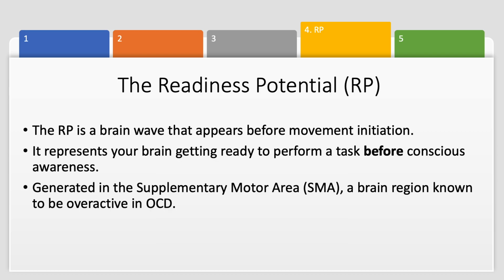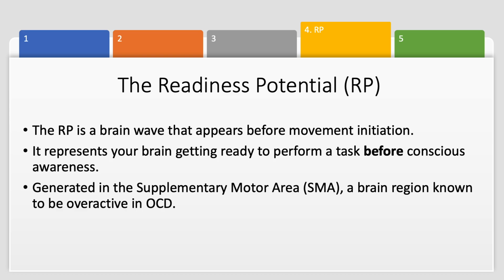So the readiness potential is a brain wave that appears before movement initiation. When you decide that you're going to start walking, your brain actually has to say, legs, move. You don't really have to think about that. It's really, really fast. So it's prior to conscious awareness, but it exists. Your brain has decided that you should start walking.